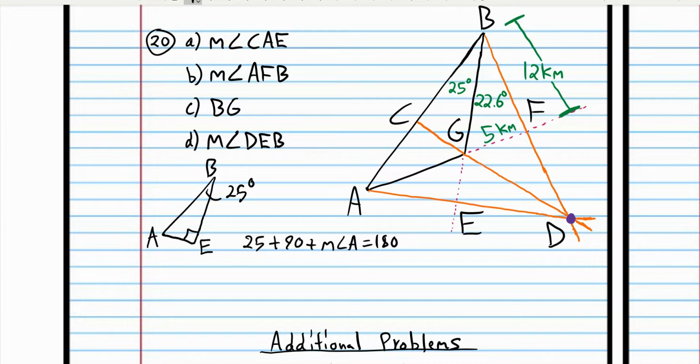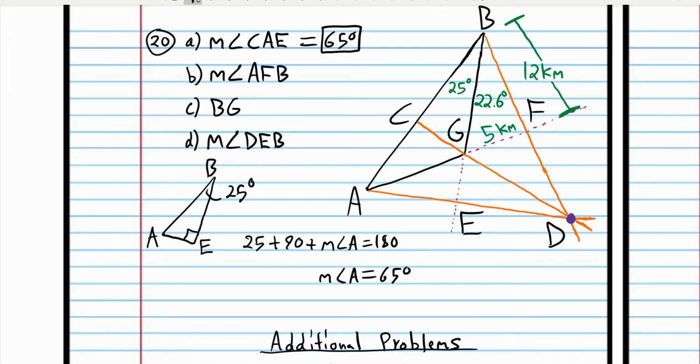Put that on the other side, and we get, looks like 65 degrees for the measure of angle A. And that's what we're looking for. So that would be 65 degrees. If you got that answer, good job.